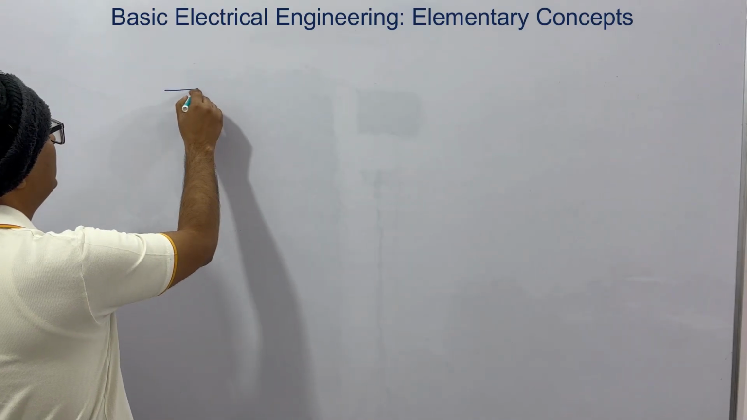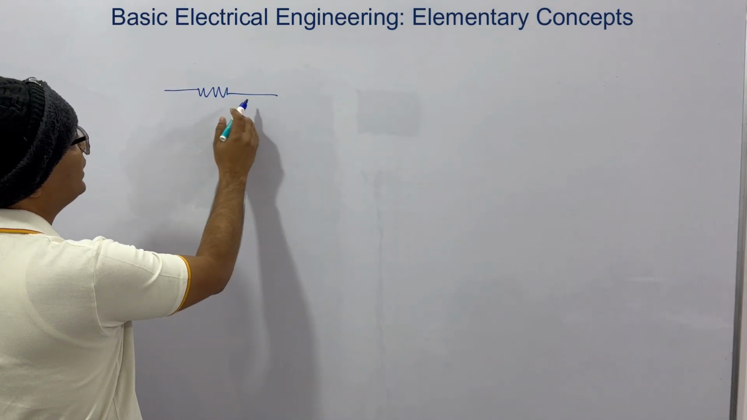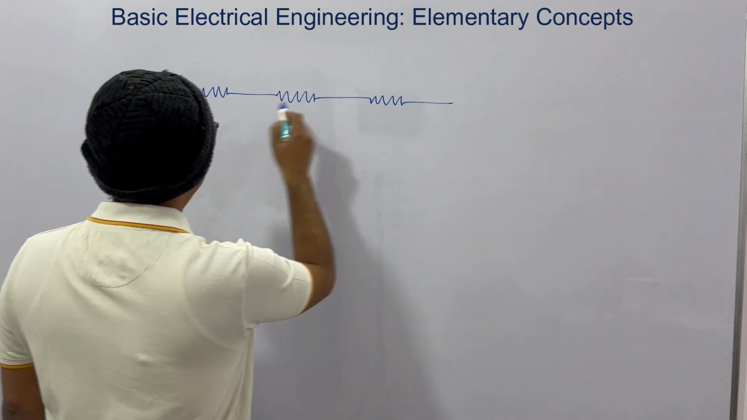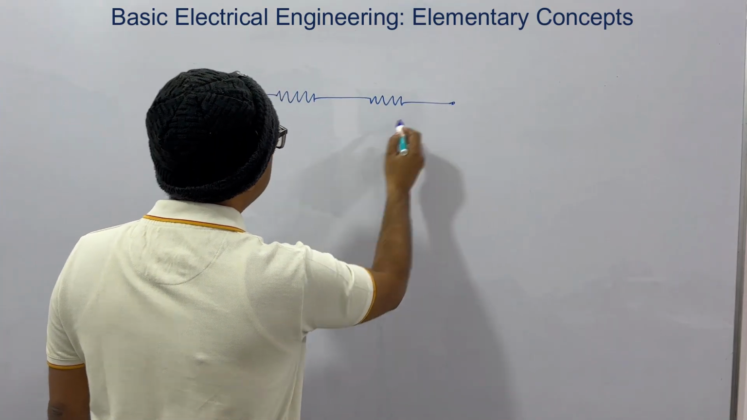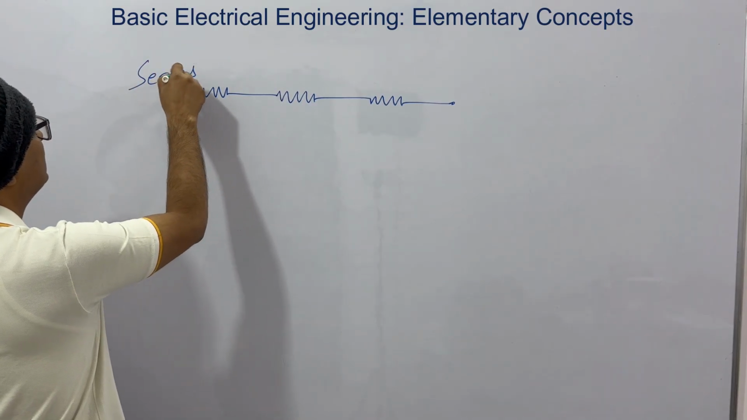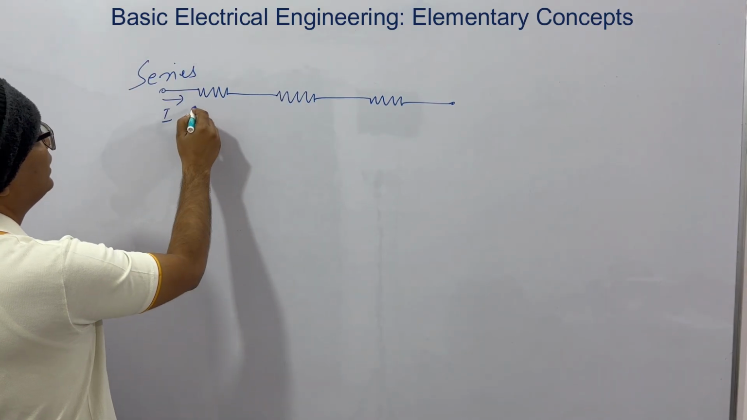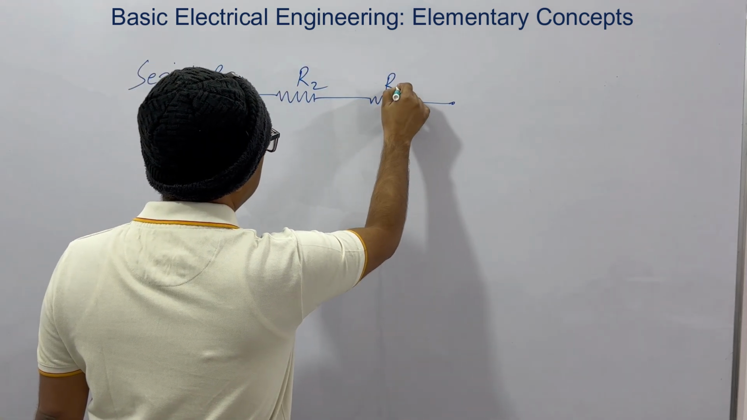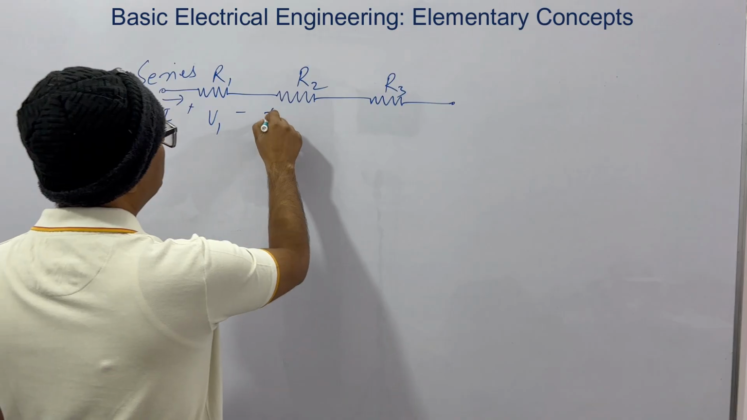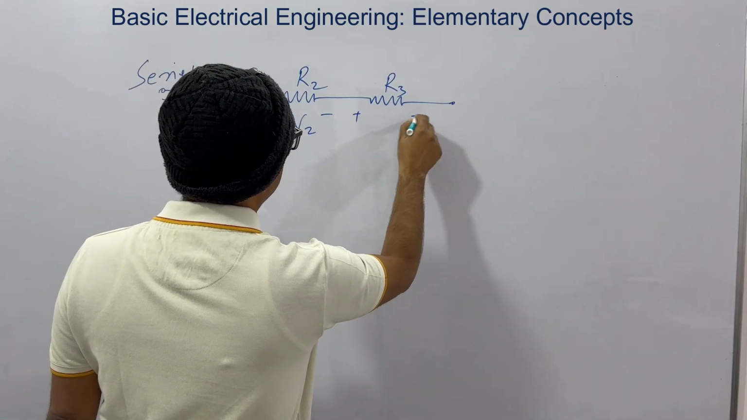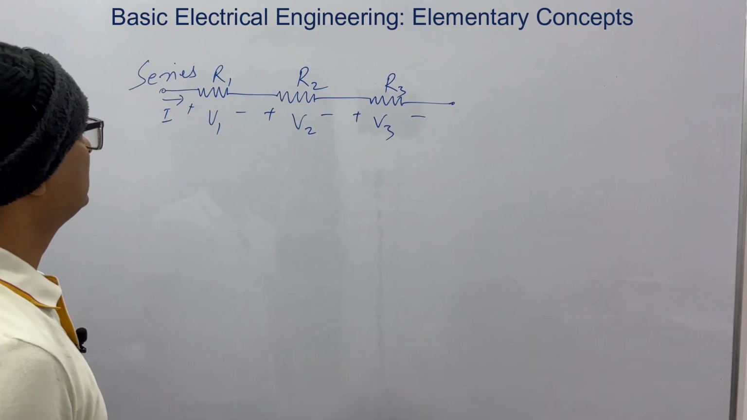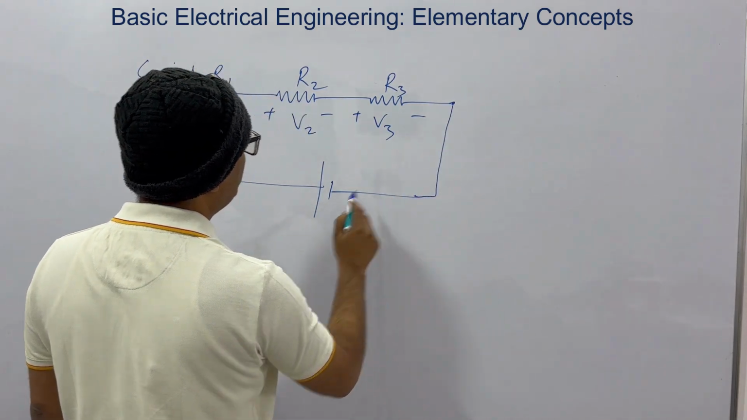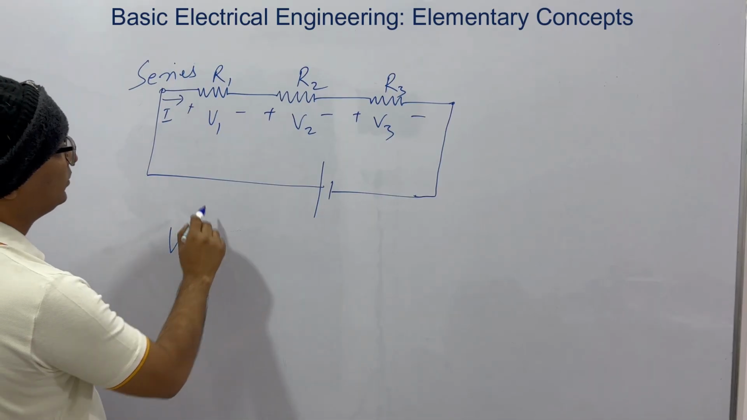Then a very simple thing, I'll explain again. When one end of a resistor is attached to the start of another resistor, this type of arrangement is called a series arrangement. Series. What happens? We have current I. If this is R1, this is R2, this is R3, voltages V1, V2, V3 develop across the resistors. If the total voltage applied is V, so what will it be from KVL?